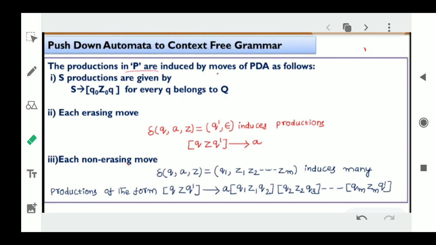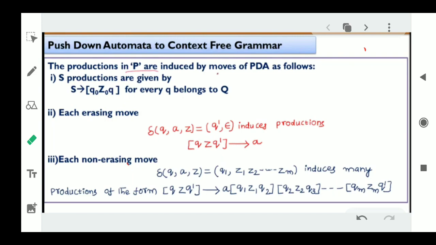That means we have converted the PDA to a context-free grammar. So these are the three rules we need to remember. This is the procedure for converting PDA to CFG.